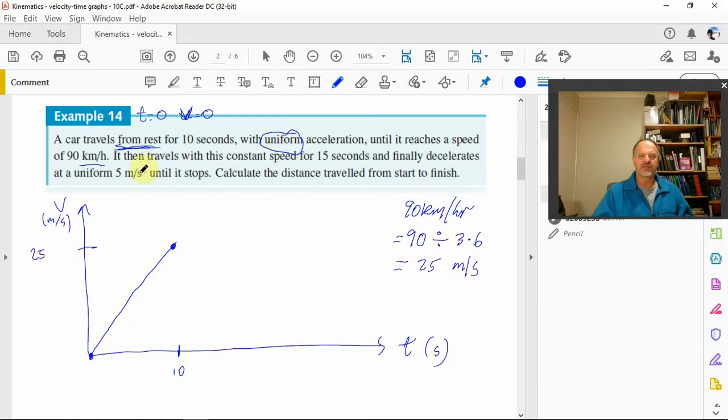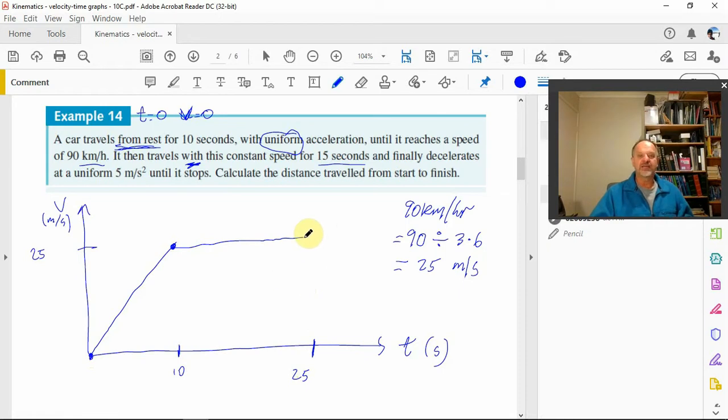All right, then it travels with this constant speed for 15 seconds. If it's constant speed, it's flat, and that time period is 15 seconds, not 15 seconds from the start, but 15 seconds from when it got there. So that's 25.